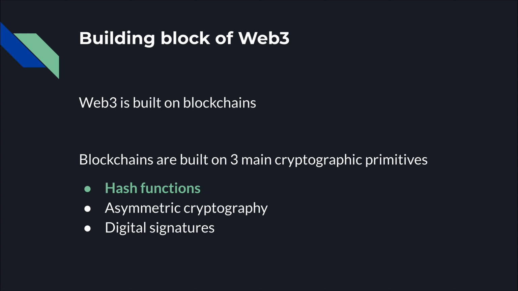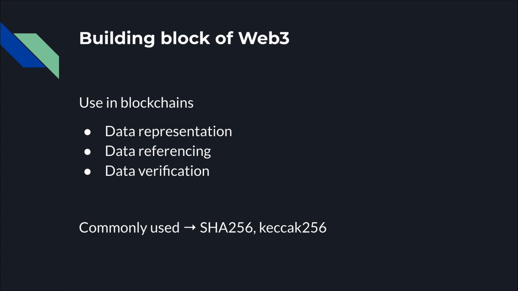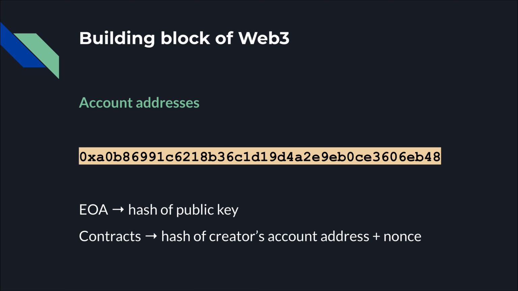Hash functions are one of the fundamental building blocks of Web3. Web3 is built on blockchains, and blockchains are built on three main cryptographic primitives, which are hash functions, asymmetric cryptography, and digital signatures. So they are widely used in blockchains for representing data, for referencing it, and for verifying it. Some of the commonly used hash functions in blockchains are SHA-256 and KECCAK-256. They are used in creating account addresses.